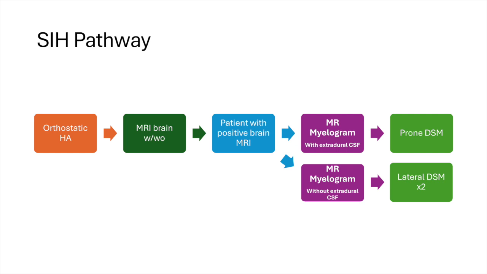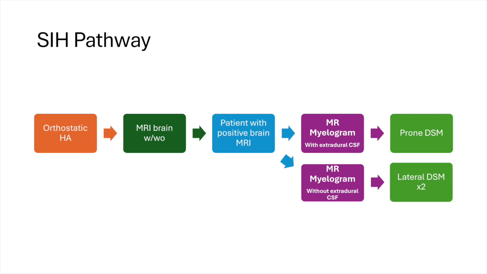So I mean, we all know this. We've been talking about it for the past 2 days, but patients by and far usually show up with orthostatic headache. They get an MRI brain with and without. And if there's a positive brain MRI, then we go for MRI myelogram. If there's extradural CSF, we do a prone DSM, we find the type 1. And then if there's no extradural CSF, then we do a lateral DSM and we're looking for a fistula.